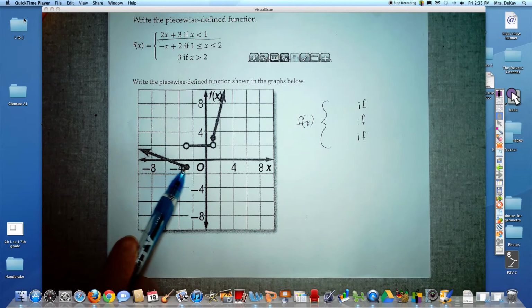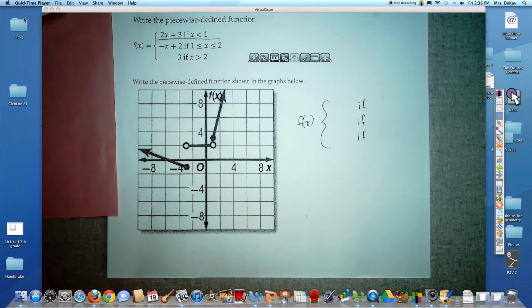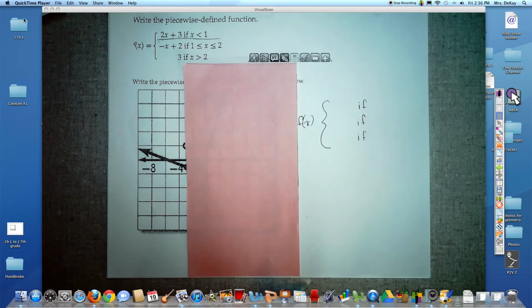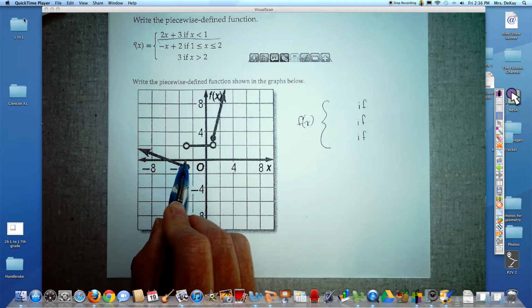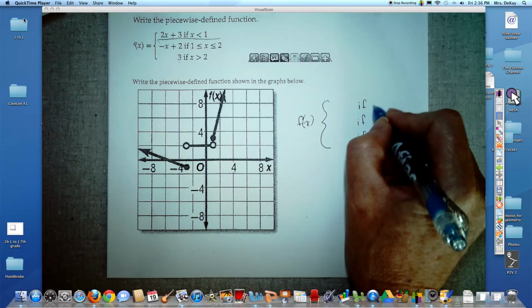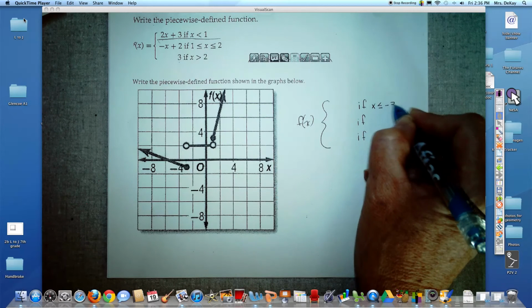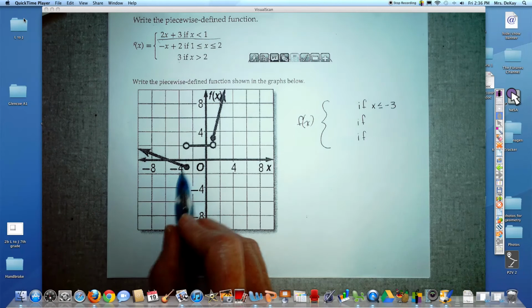When is this stuff happening? Less than or equal to -3. We're counting by twos, right? Yeah. This stuff is only happening here, so I'm going to relate that to this x right here. What is this x value? -3. So this stuff is happening when x is less than or equal to -3. Why equal? Because it's a closed circle.